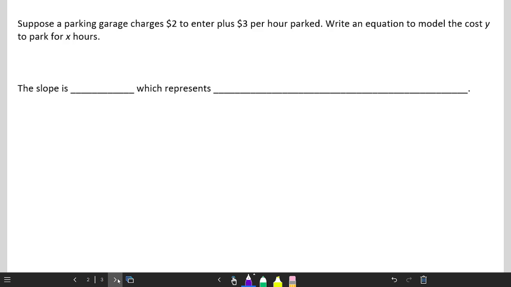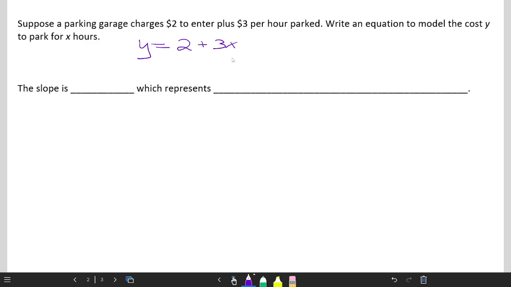So suppose we have a parking garage that charges $2 as soon as you enter, and then they also charge $3 for each hour that you park there. So we're going to write an equation to model the cost y to park for x hours. So the cost is going to be $2 plus whatever you are charged for the number of hours you parked. So if you parked there for x hours, it's $3 per hour. Then the equation for the cost would be y equals 2 plus 3x.